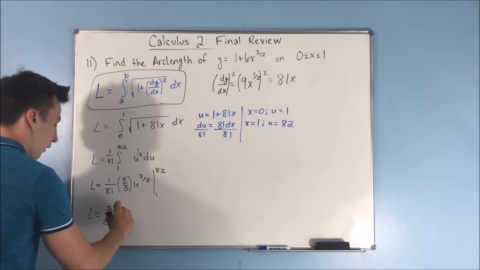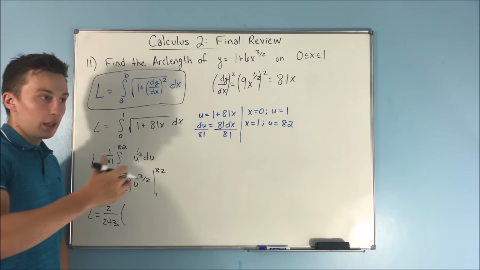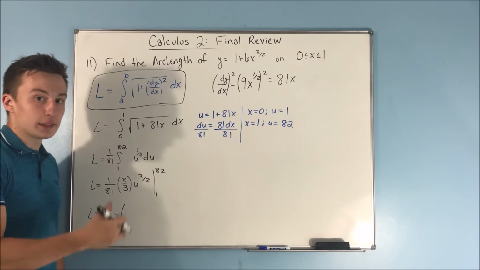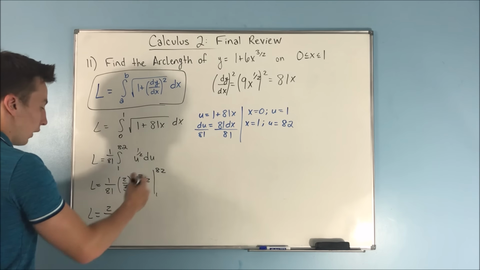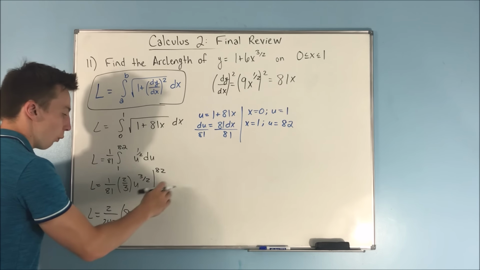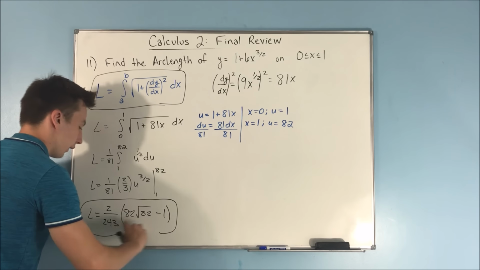And we have a u to the 3 halves, which means if you have anything to the 3 halves, it's like u rad u. So for here it'll be 82 rad 82 minus 1 rad 1, which is just 1. And right there, that is your arc length.